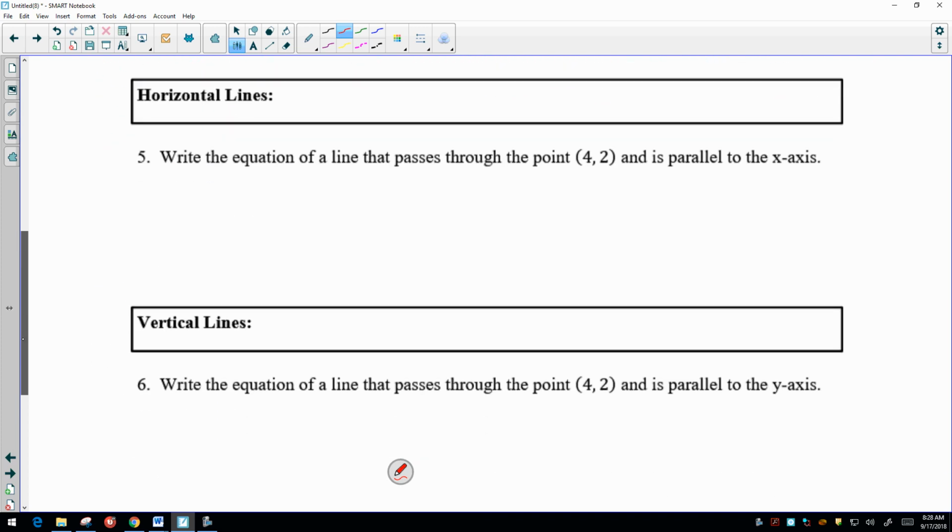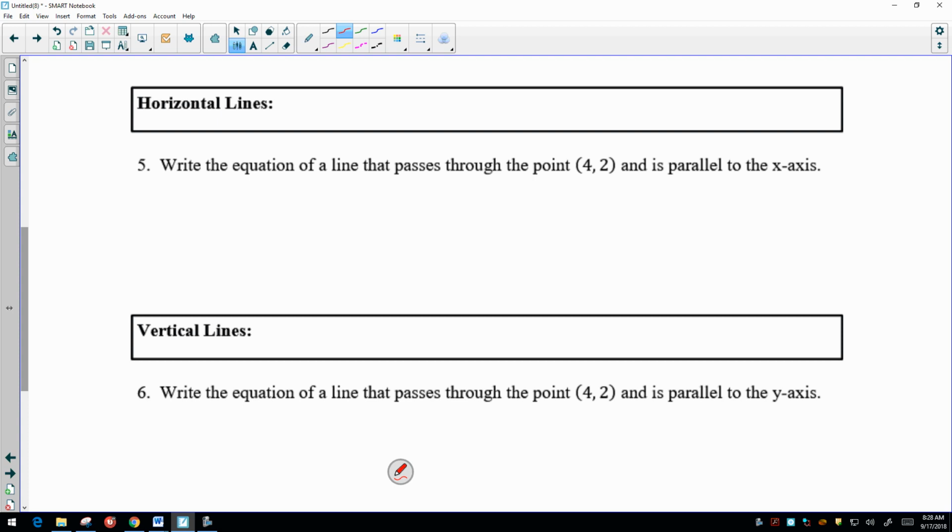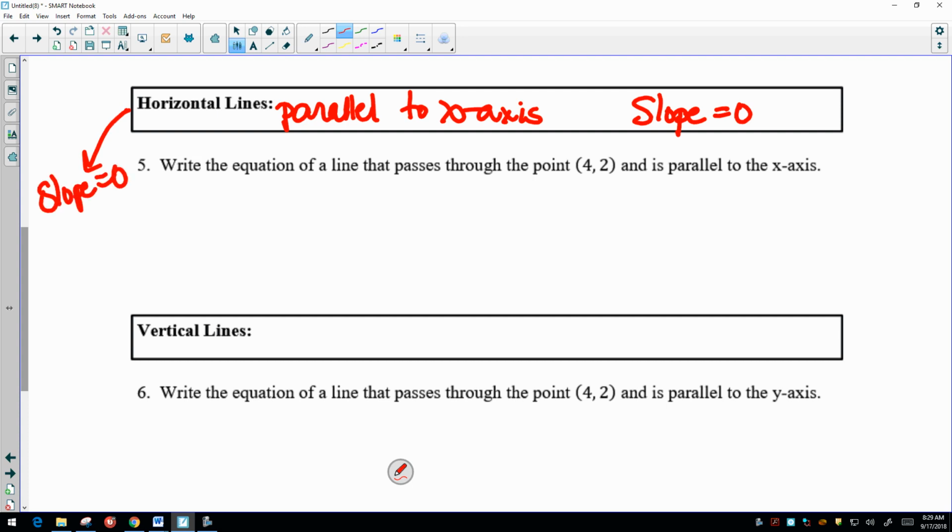Okay, last two things we're going to take a look at is horizontal and vertical lines. Anytime we're dealing with a horizontal line, it's always parallel to the x-axis. And if I were to find the slope of the x-axis, I could take any 2 points on the x-axis, calculate it. Your slope of the x-axis is always going to equal 0. So since it's parallel to the x-axis, that means any horizontal line will always have a slope of 0. Always, always.